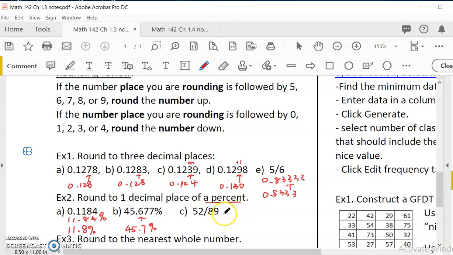52 out of 89 is not in decimal or percent, so I would do 52 divided by 89. In the calculator, it shows 0.584269 along those lines. In percentage, it is 58.4269, right? But I only want 1 decimal place of a percent. So it'll be 58.4% because 2 is less than 5.